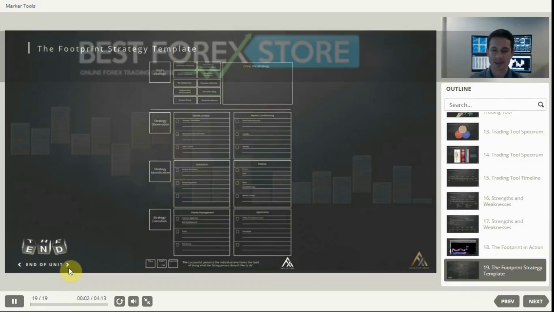I hope now, through seeing that example in action, that you really get a feeling for how the footprint works and how it rotates as the markets are moving live. We've come now towards the end of Unit 1, and I'm going to briefly introduce you to the template we're going to be utilizing throughout Units 6 to 15.